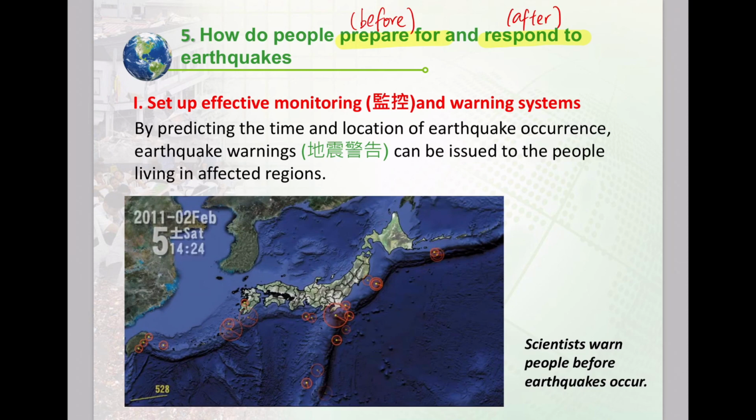Okay, number 1. Set up effective monitoring and warning system. By predicting the time and location of earthquake occurrence, how to predict, okay? We have some technologies, some computers to help us to predict 预测 the time and location of earthquake occurrence. Earthquake warnings, okay? Earthquake warnings can be issued to the people living in affected regions. Okay, the government can issue those warnings through TV news or through radios. So people can get to know that, okay, earthquake may happen in 2 days or in a few hours, so they can get themselves prepared.